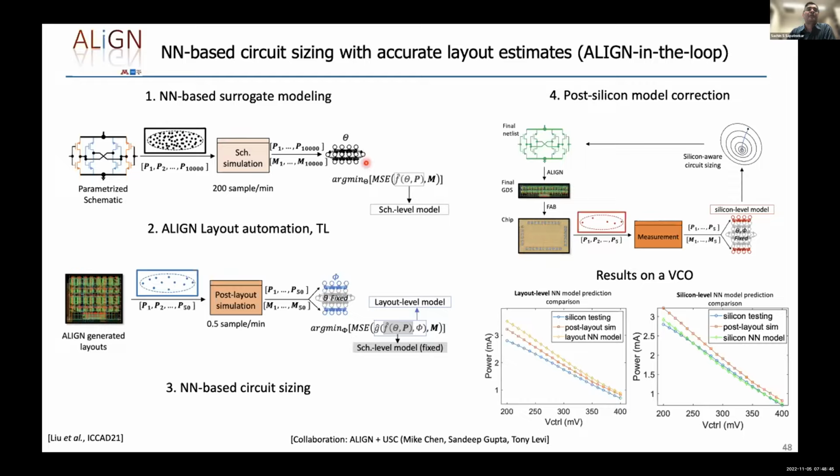However, this model is layout unaware, so they hooked it up with ALIGN-generated layouts, and they used that to learn something about the parasitic values over here. So they took this model and they refined it using ALIGN-generated layouts and came up with a better model. Using this model, they had an approach for performing circuit sizing. So this circuit sizing gave them the appropriate set of sizes for the schematic that's shown over here.